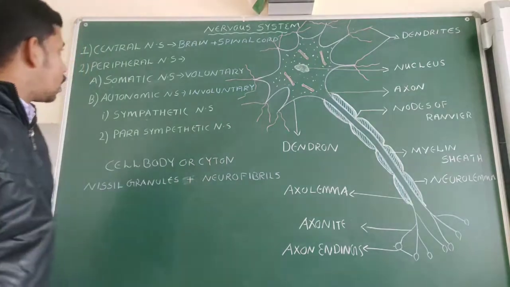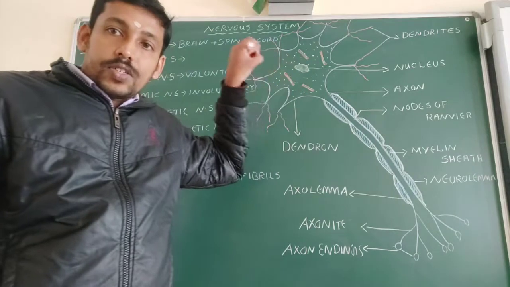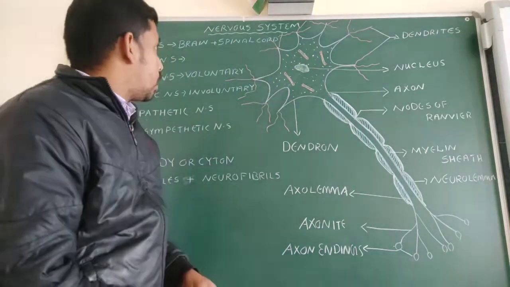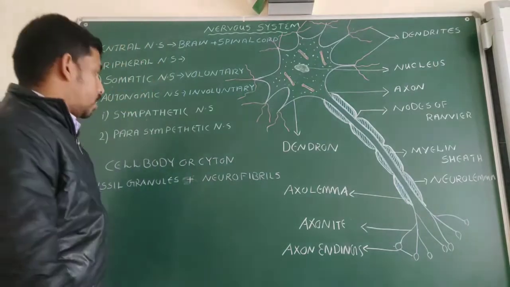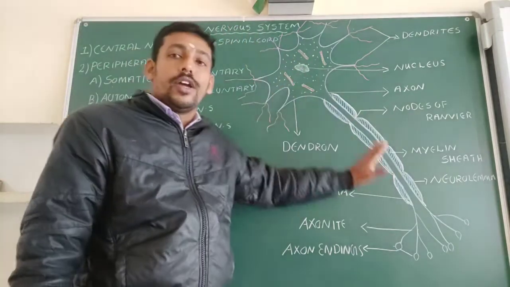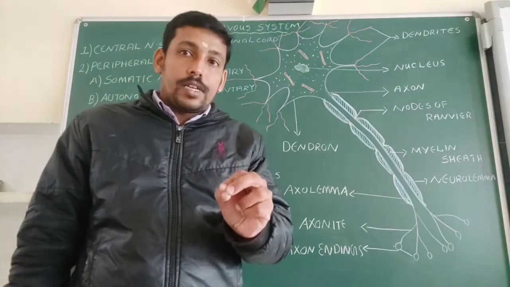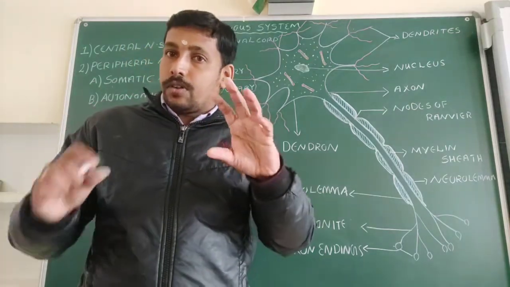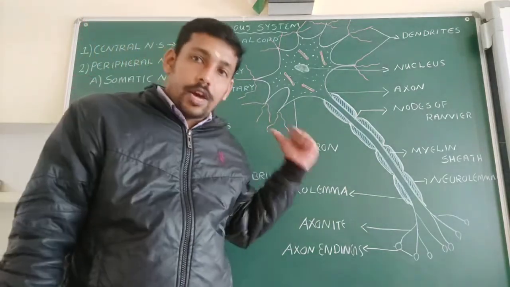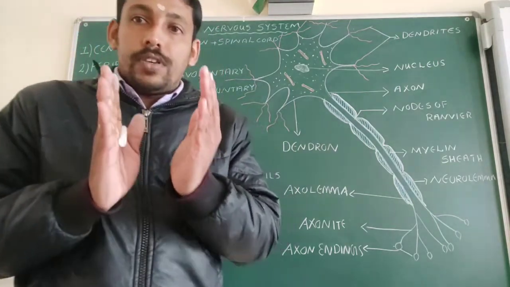Now we are coming to the basic structural and functional unit of the nervous system. That is known as the neuron, or the nerve cell. So this is the structure of the nerve cell, the neuron. In the last chapter we learned that the basic structural and functional unit of the kidney, or the excretory system, is the nephron. So here in the nervous system, it is the neuron. We have to have an idea regarding the basic structure of this neuron.